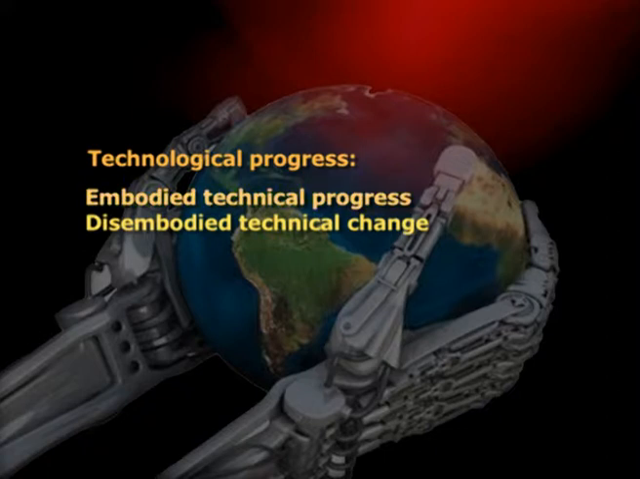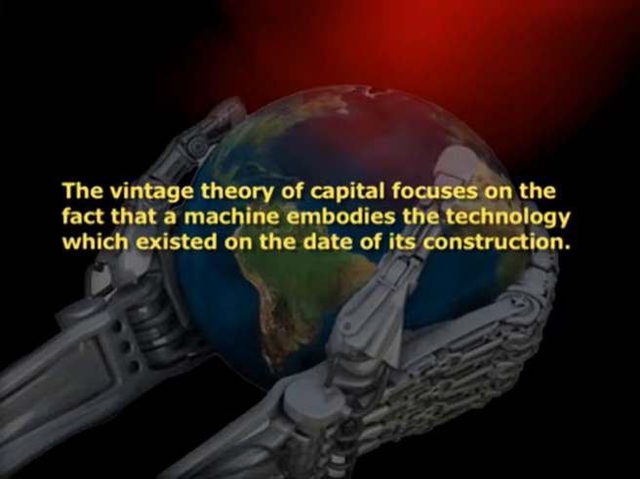Embodied technical progress means that machines embody inside them the technology which they are made up of. The vintage theory of capital focuses on the fact that a machine embodies the technology which existed on the date of its construction. Hence, with technical progress, as new technology is innovated, the old technology becomes obsolete and the machine loses its value. Hence, all machines made on different dates have different capacity to produce and hence cannot be aggregated as one single measure of capital.